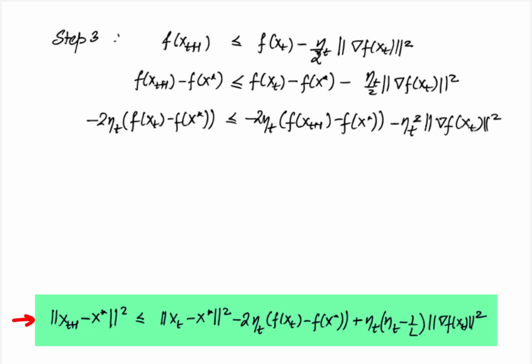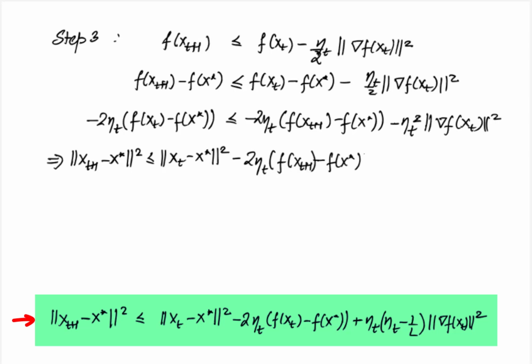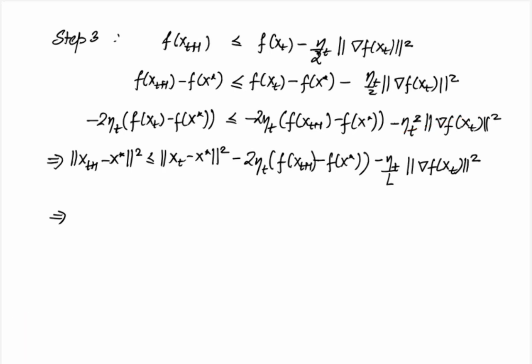So all we have to do now is to add the inequalities so as to obtain ||xt+1 minus x star|| square less than or equal to ||xt minus x star|| square minus 2 eta t (f of xt+1 minus f of x star) minus eta t by L ||gradient of f of xt|| square. So we have been able to remove the last positive term and therefore now the last term will actually be negative. So this is our one step inequality.